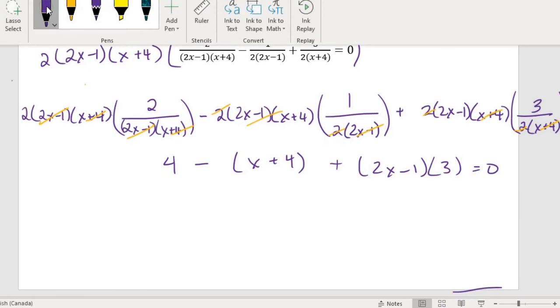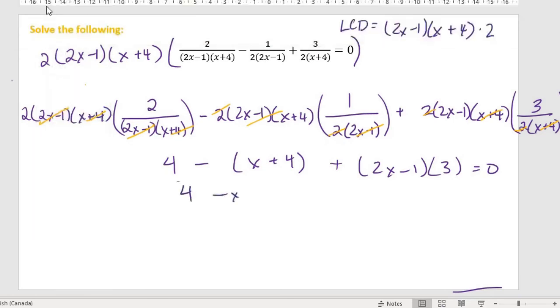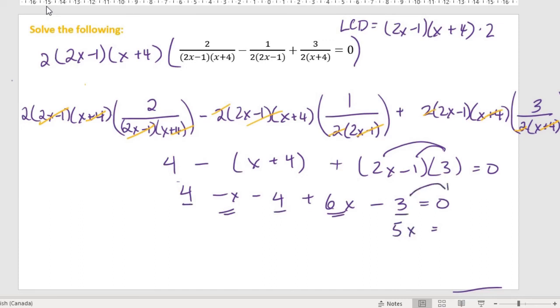So let's tidy that up. That's 4 minus x minus 4 plus 3 times 2x is 6x, and 3 times negative 1 is negative 3, and that's all equal to 0. The like terms are negative x and 6x, so we have 5x that I'll leave on the left-hand side. 4 minus 4 is 0, so we just have negative 3 on the left, but I'll move that over to the right by adding 3 to both sides. Finally, division of both sides by 5 gives me x is equal to 3 over 5.